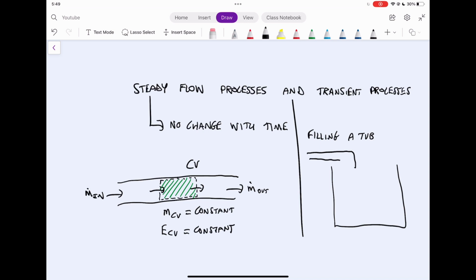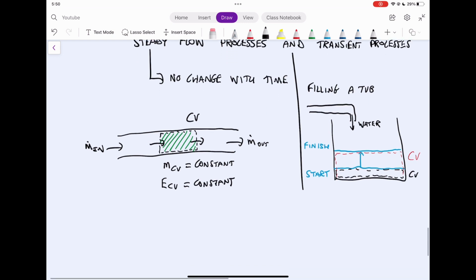Now, if we look at something else and we look at a transient process like filling up a tub, we now have a different type of analysis. We start with a low level of water, or maybe from empty, and we're increasing the level of water with time. So we have a start with a control volume that is small and that is essentially expanding. So what happens to the mass in the system? Well, the mass is actually increasing. So our mass in our control volume is not constant anymore when we have a transient process.